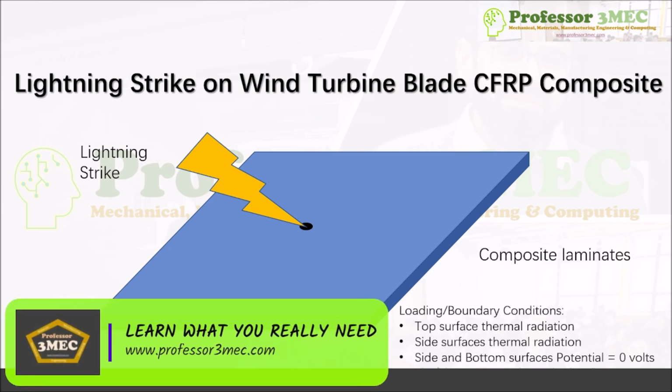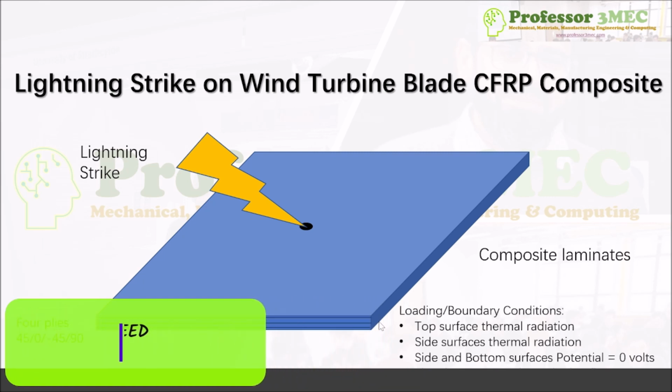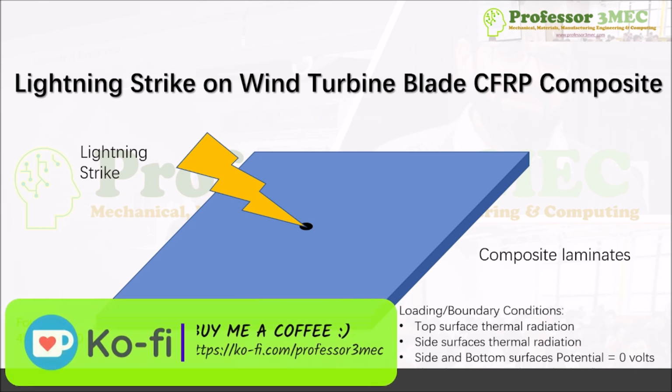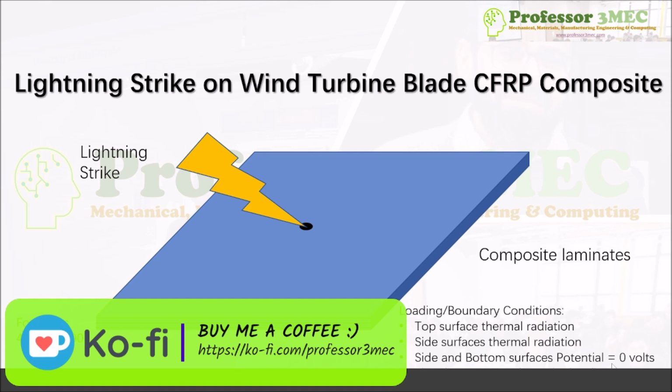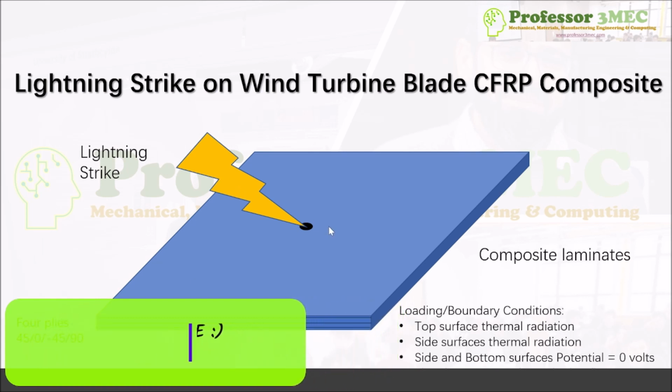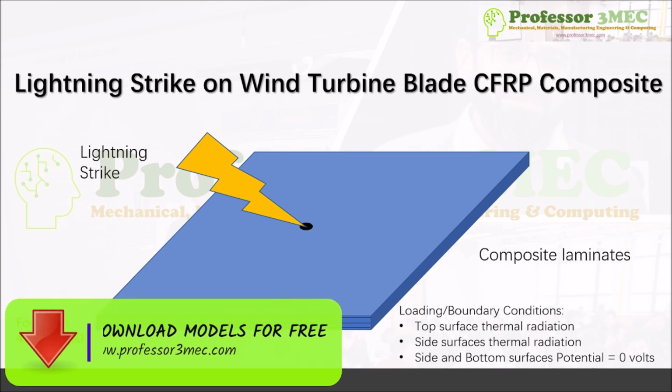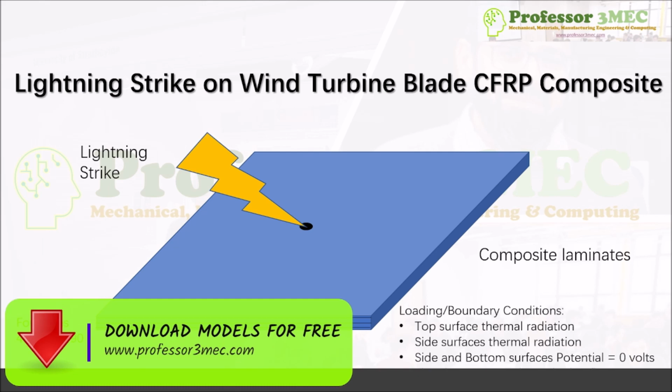It's a very high speed process, around 60 microseconds. So we are assuming everything to be adiabatic in this case, while the top and the side surfaces can have thermal radiation, or heat transfer due to radiation, while the sides and the bottom surface will have a potential of 0 volts because we have electric current, so we need to define the voltages as well. Also, the electric current, which is due to the lightning strike, will be acting at somewhere here at this point, and I have already shown you the curve for that. So let's move into ABAQUS and see how we can do this. See you on the other side.